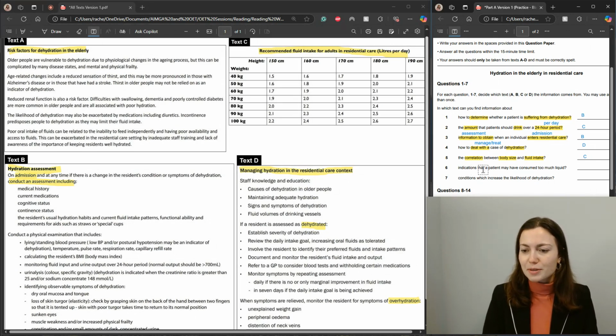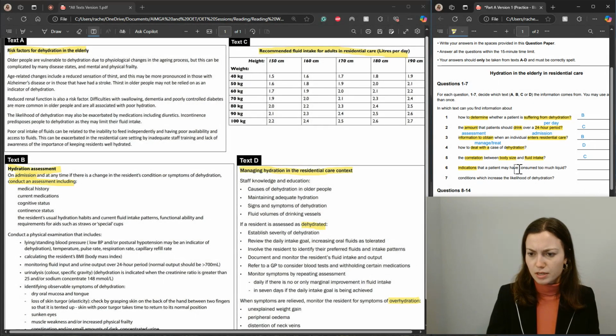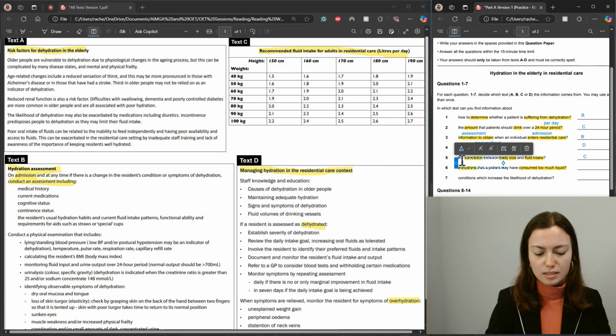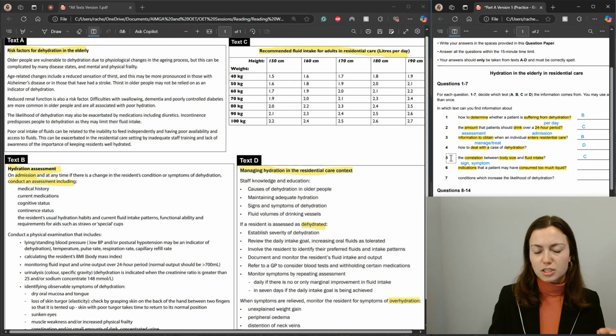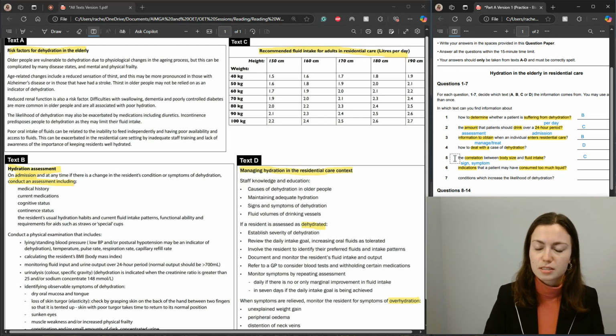Indications that a patient may have consumed too much liquid. All right, some key words in here. Indications, consumed too much liquid. So the word indication, sometimes we get the word sign, sometimes we get the word symptom. Those can often be exchanged for that word indicate. So you could scan for that and see if there's any synonyms. But before you do, look carefully.